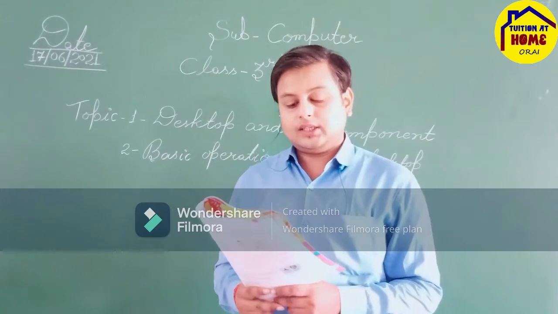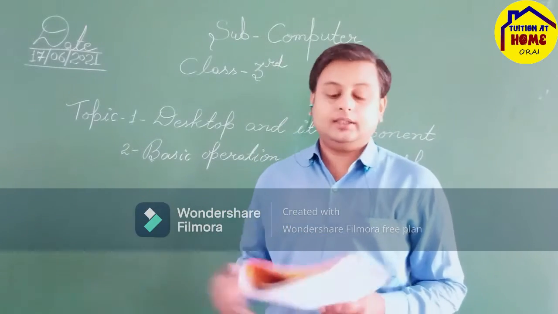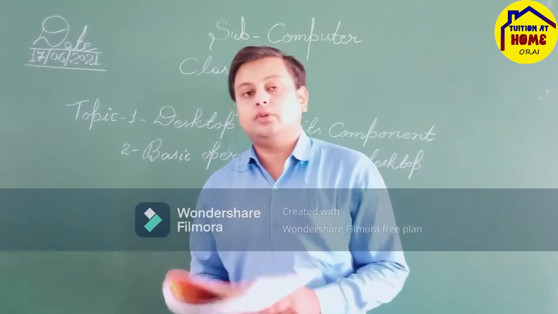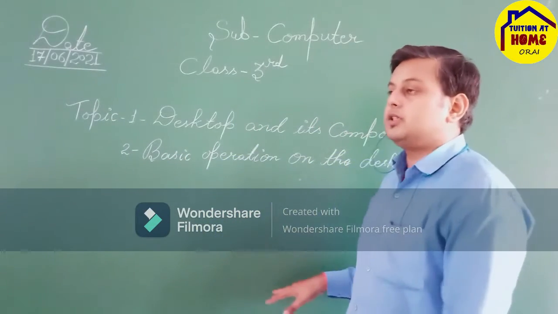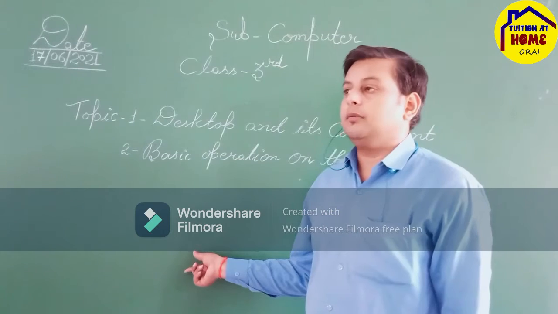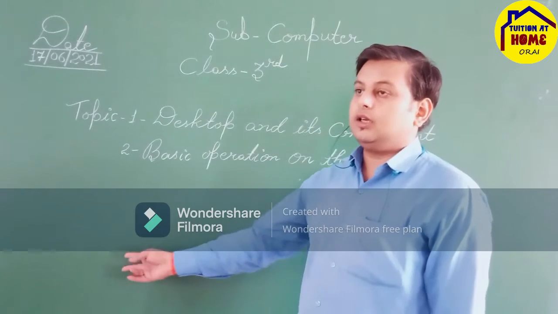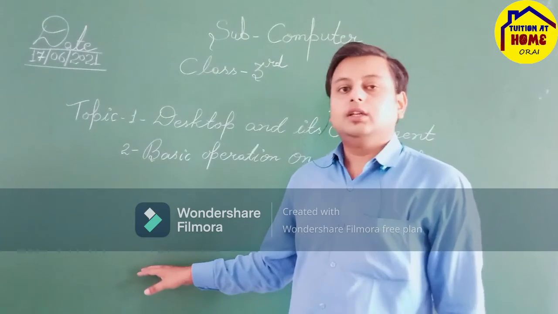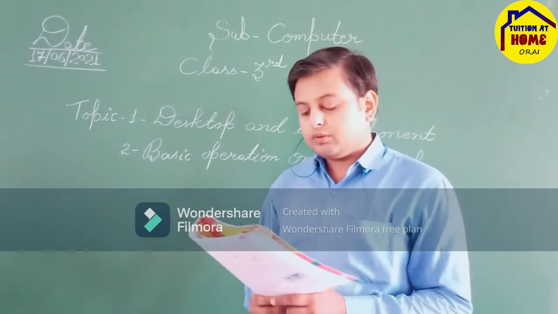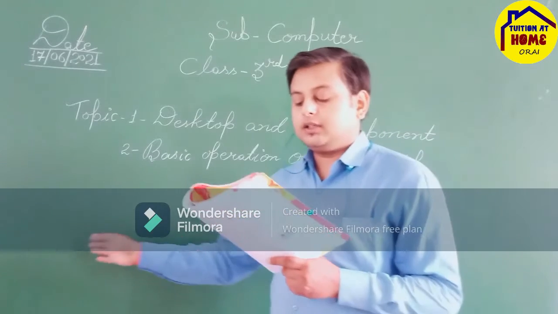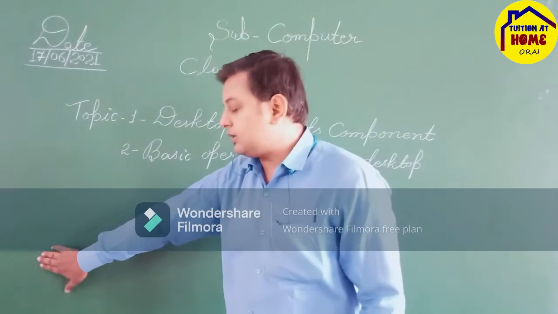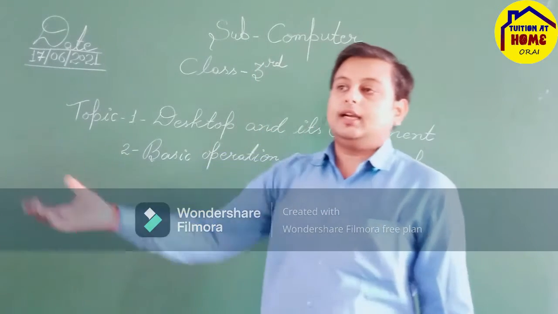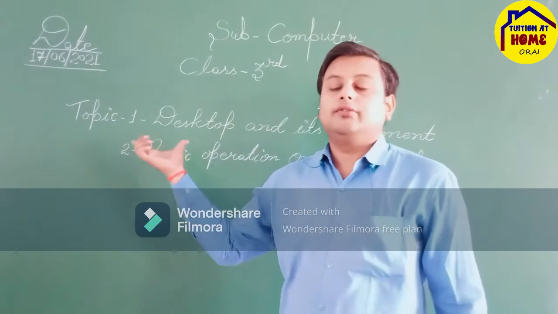So let's move to the second heading, that is taskbar. Taskbar is a long horizontal bar at the bottom of the desktop. Basically, at the bottom of the monitor screen you will see a black, blue or white colored taskbar, a strip. That strip is called the taskbar. It has a start button on the extreme left side, by clicking on which you get the start menu in front of you.